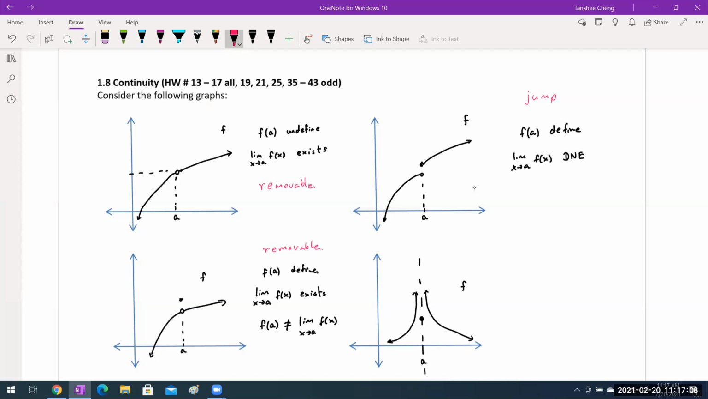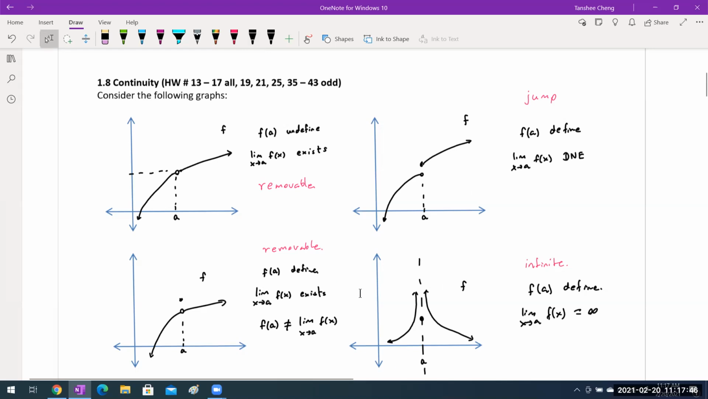And the last type is called the infinite discontinuity. Because of piecewise defined functions, the function may or may not be defined. In this case, I'm giving it to you as the function being defined. But the limit as x approaches a of the function, right? It is going to what? Infinity. So in that situation, we know right away this will become what? Infinite discontinuity.